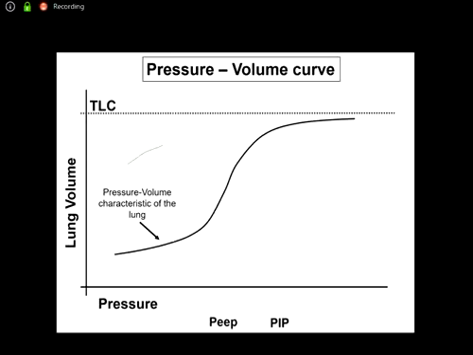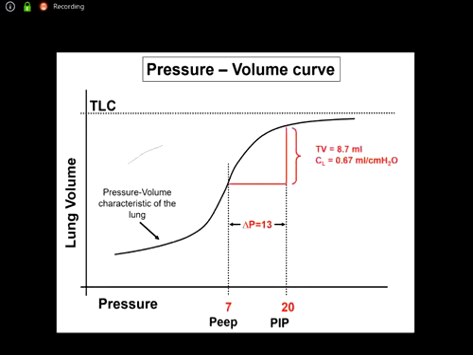So I'm going to give you a few examples here at the end to see how ventilating the lungs at different portions of the compliance curve can change significantly the state of the lungs. So here we have a static pressure compliance curve. Let's say you are ventilating a baby with a PIP of 20 over a PEEP of 7. Okay, so you have a delta P of 13, correct? That delta P of 13 gives you a tidal volume of 8.7 mLs.